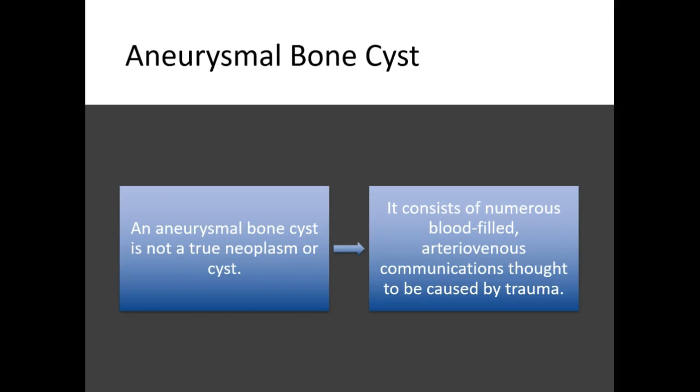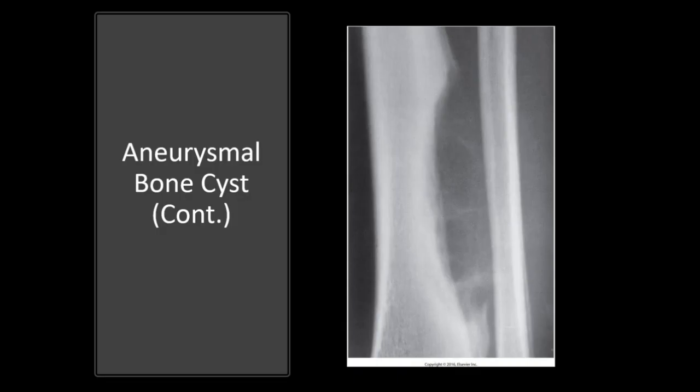Aneurysmal bone cyst is not a true neoplasm or cyst. Its contents are numerous blood-filled spaces with arteriovenous communication, thought to be caused by trauma. So you can see right here, it looks like a bone cyst, but it's actually filled with blood vessels that are all knotted up.